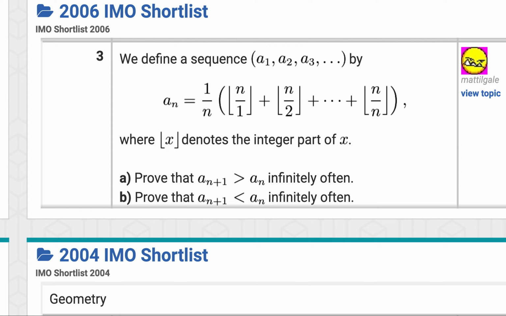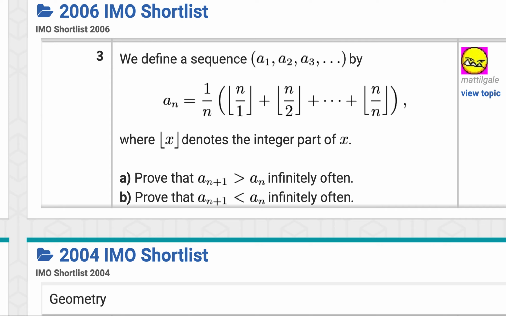Anyways, if a sub n plus 1 was greater than a sub n only finitely often, then it's obvious that it can't go off to infinity. At some point, it'll stop increasing, so it clearly can't go off to infinity. However, if we can show that it's unbounded, then we're done with part A. And that feels a lot more feasible.